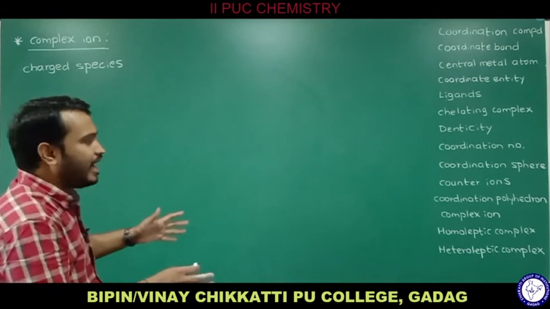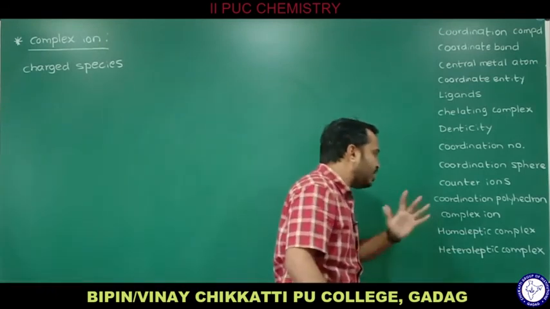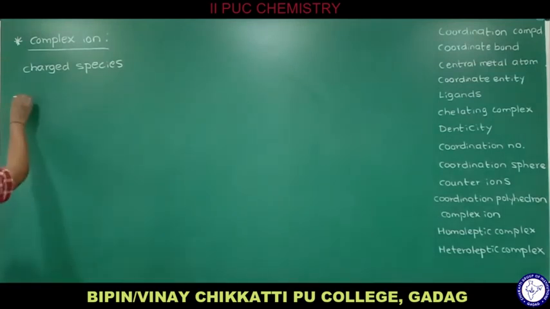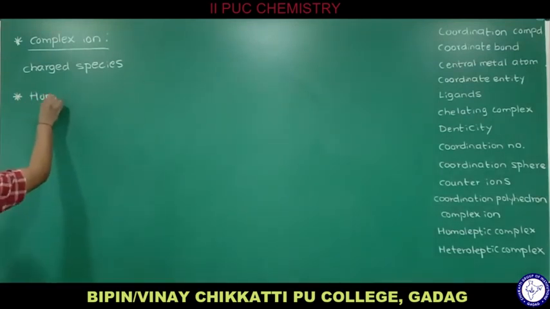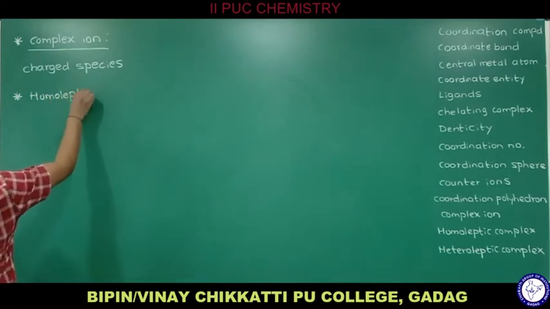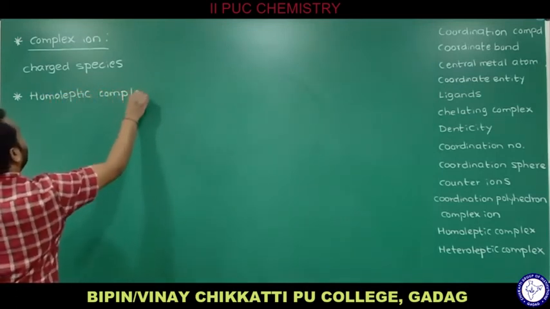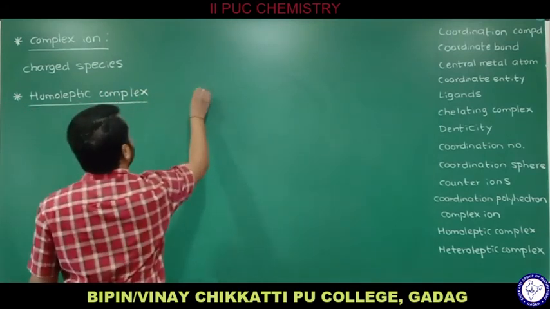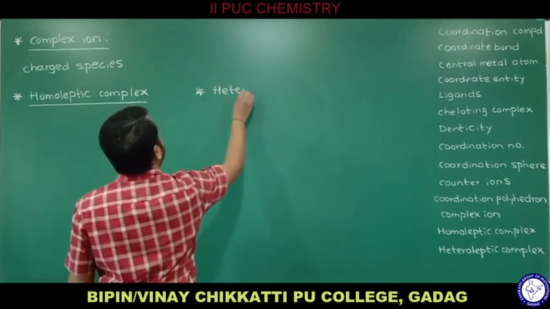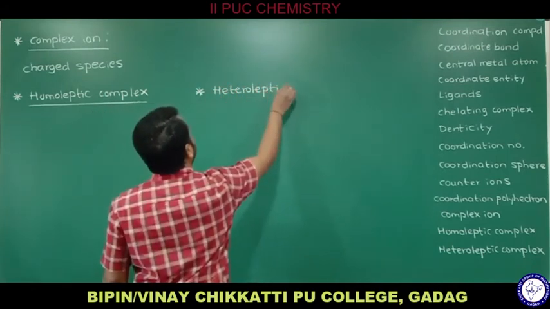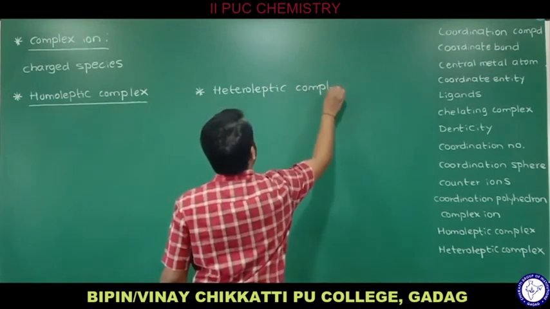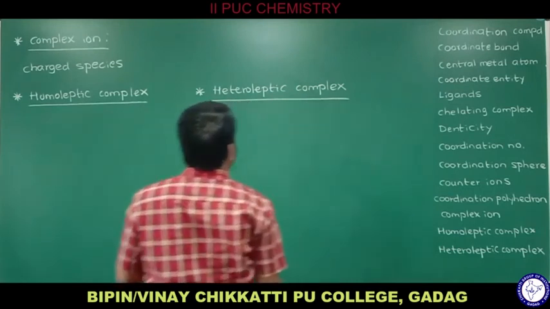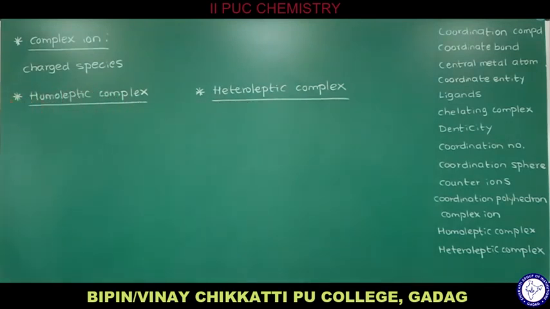In complex ions, I classify two different types: homoleptic complex and one more, heteroleptic complex. So let me write that. So here I consider homoleptic complex. Homoleptic complex. And one more we have, and that is heteroleptic complex. Homo means the same, hetero means different. This we know. I consider examples, then we'll understand what actually homoleptic and heteroleptic complexes are.